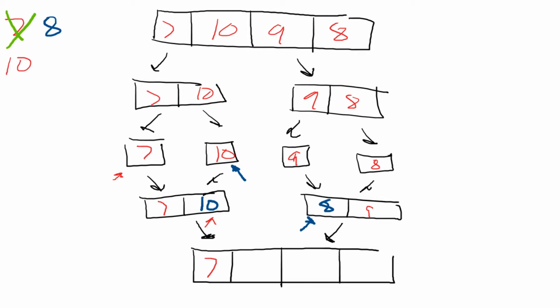Which one's smaller? Well, now it's the right side. So we go ahead and write in the right side. We cross this number out. We move the cursor over. And then we redo the comparison.